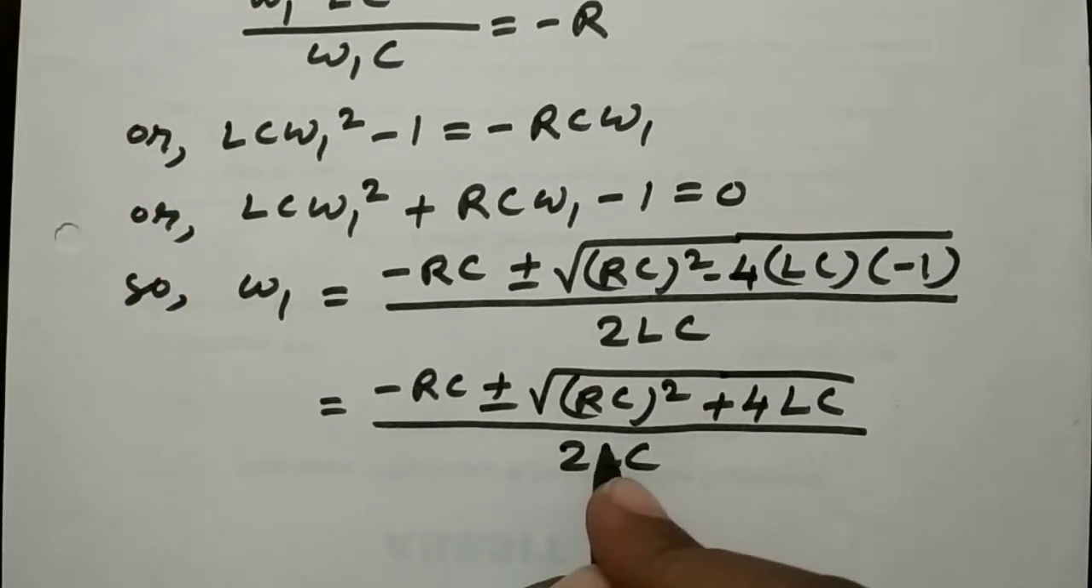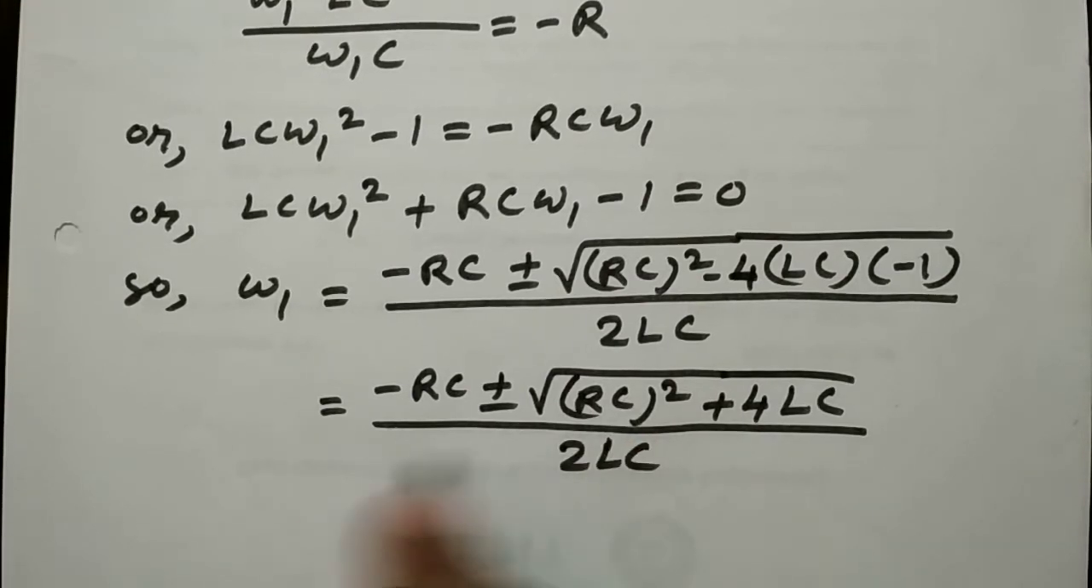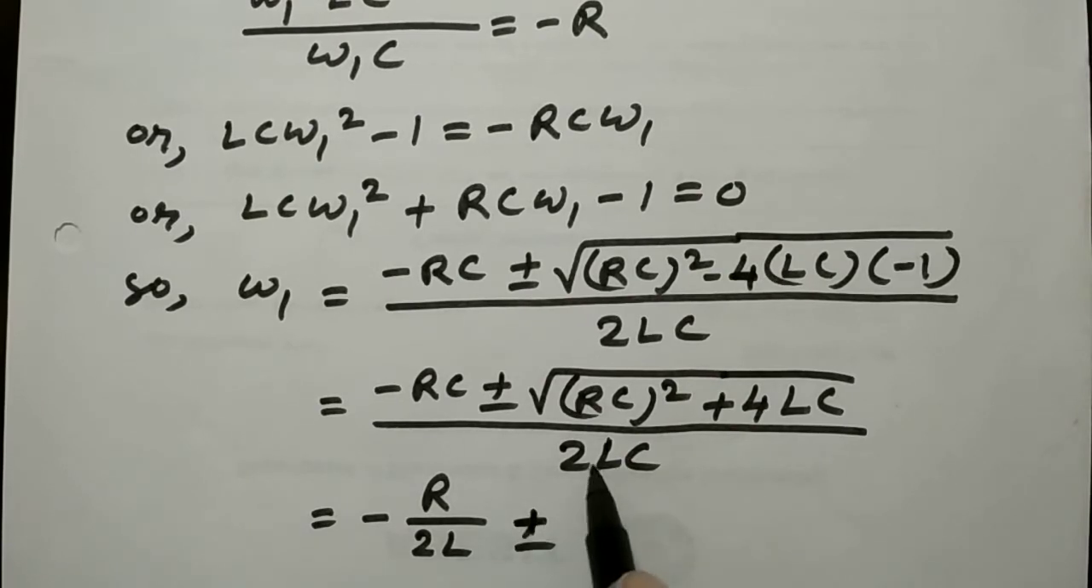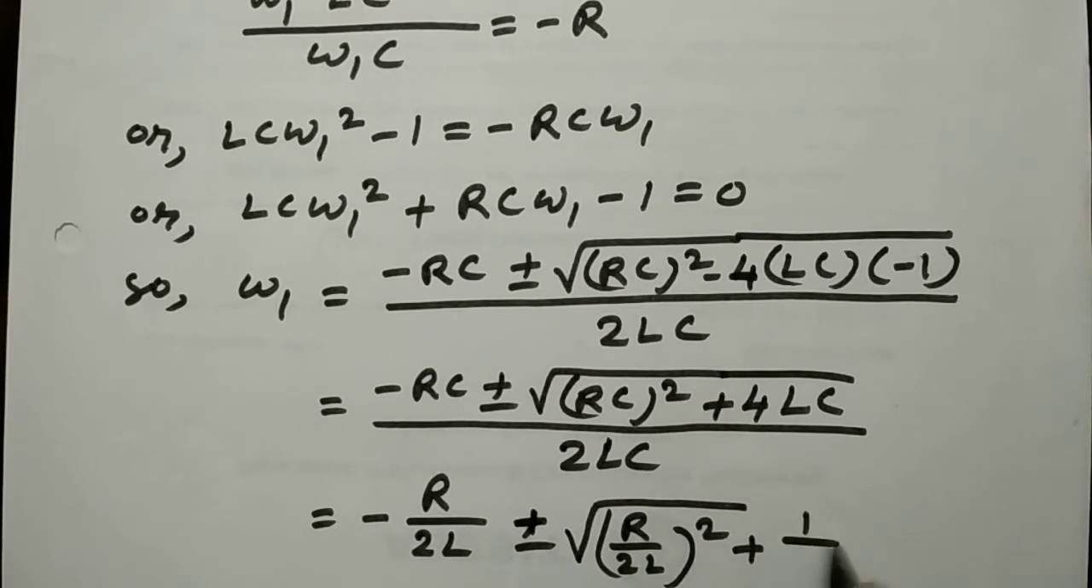Now put this value into the square root, divide this value by 2LC, so it will be minus R upon 2L plus minus, if we make it within the square root, so it will be RC whole square upon 2LC whole square, so it will be R upon 2L whole square plus 4LC upon 4L square C square, so it will be 1 upon LC. So this is the value of omega 1.